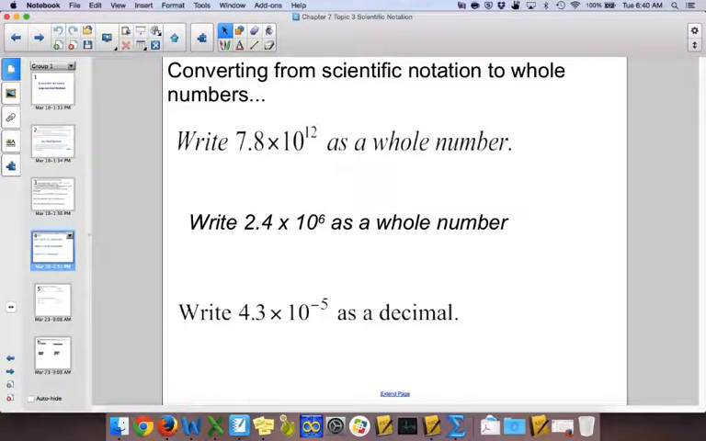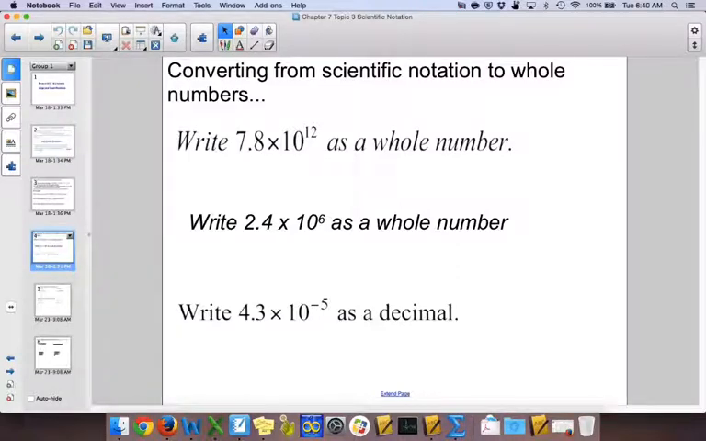Okay, so for the second video in scientific notation, we're now going to look at some examples of converting the other way around. So if we start with scientific notation and want to convert to whole large numbers or small numbers, let's look at the first one. Write 7.8 times 10 to the 12th as a whole number.